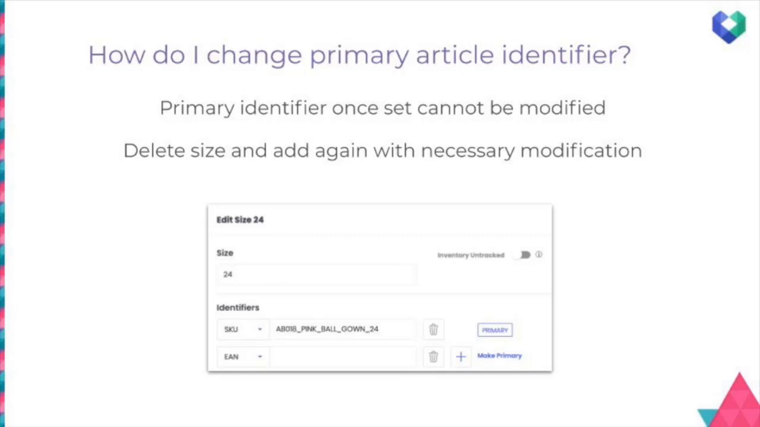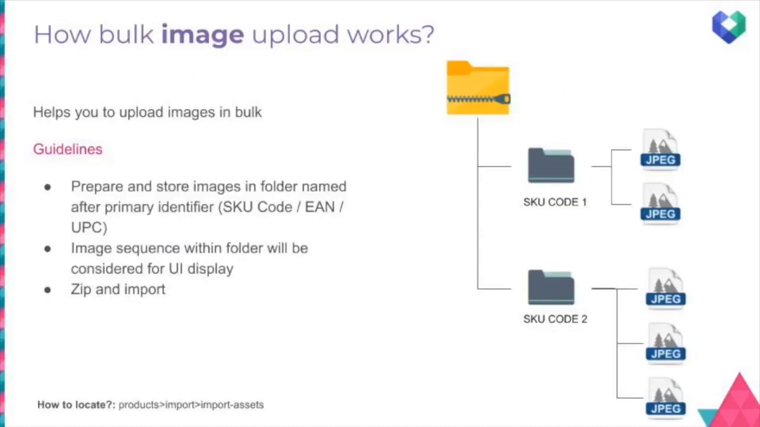So while uploading images in the UI flow, you can select images one by one through your system. But what if you have to bulk upload the images for your file? First of all, I'll show you how to create a folder. What you will do is prepare and store images in a folder named after your primary identifier.